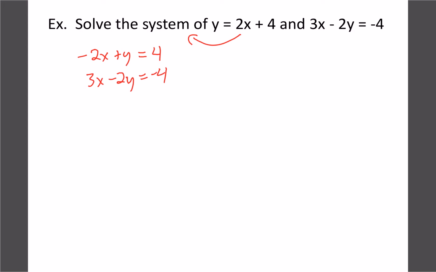Now you can see our y values are, one's positive, one's negative. That's good, but we need them to both be the same number. So if we multiply our top equation by 2, that would give us minus 4x plus 2y equals 8.